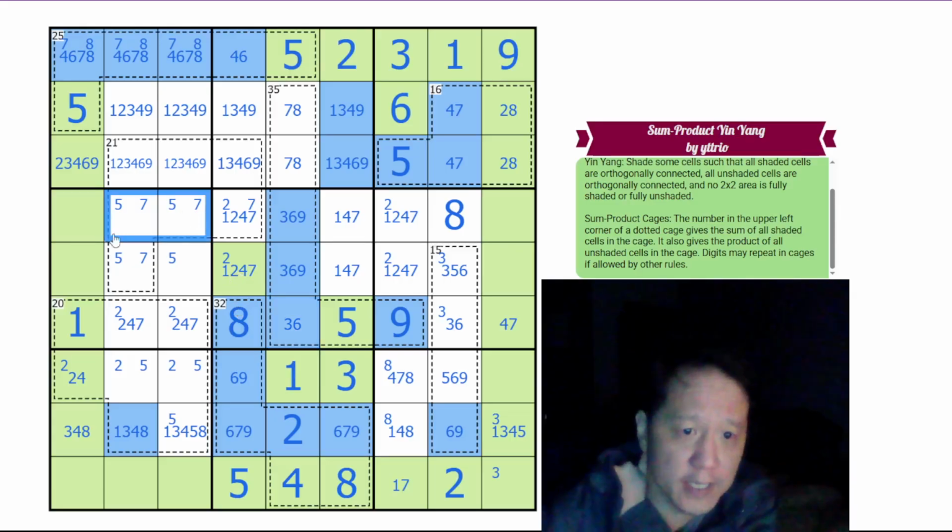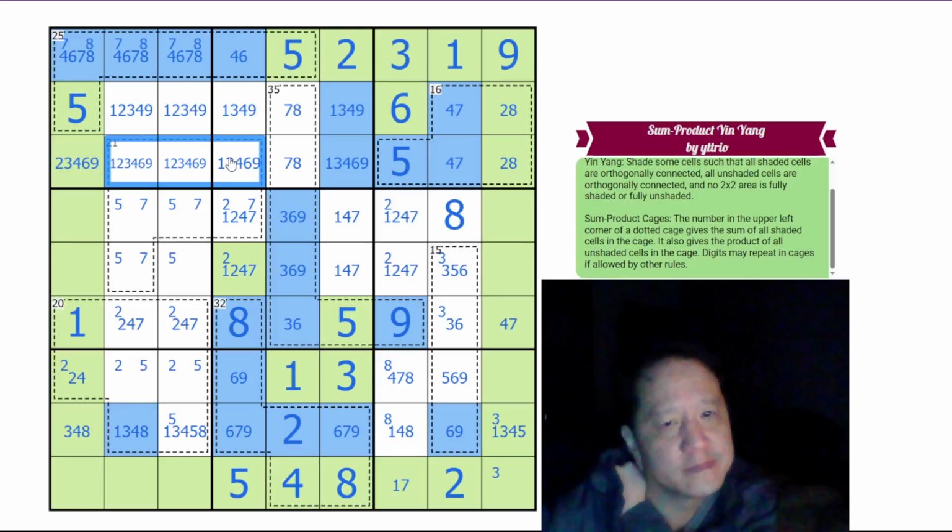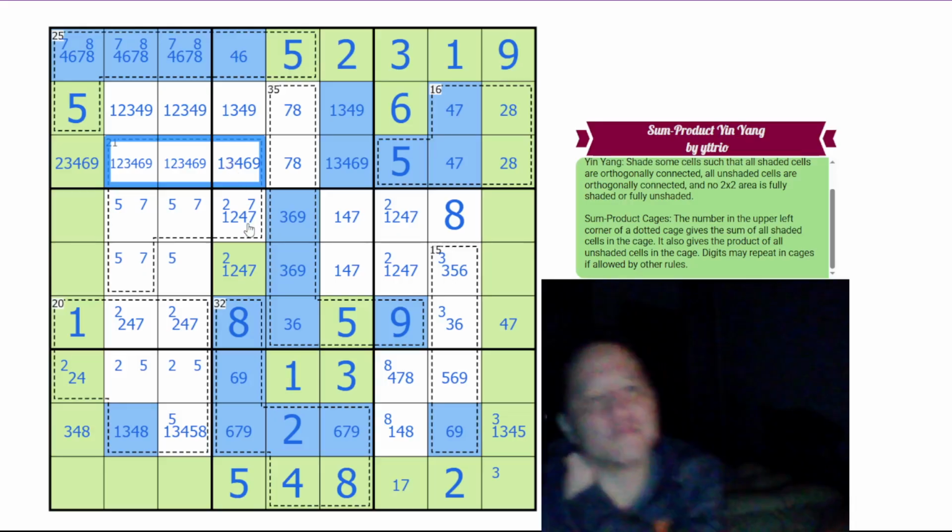Okay, 1 cannot appear here in this cage, but 1 could appear in any of these cells. That ain't helpful.